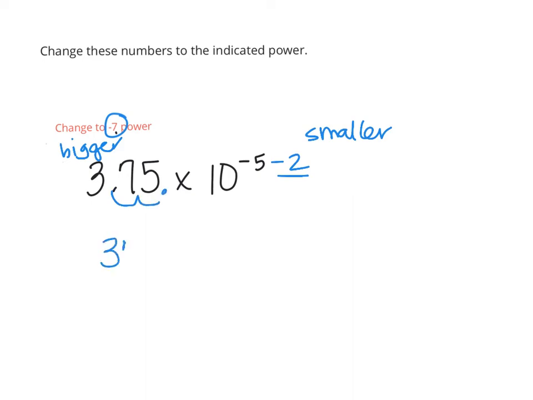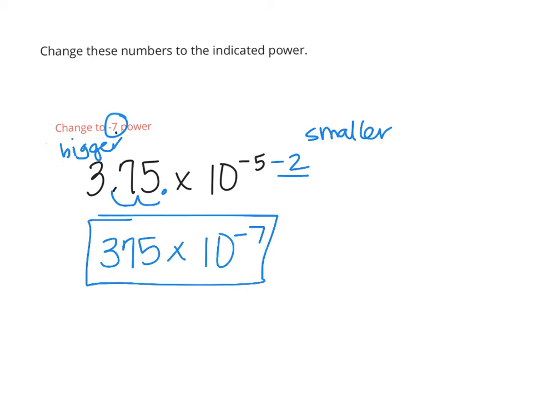I end up with 375 times 10 to the negative 7. Again, this is not in scientific notation. It's still the same number. These two numbers are still equal. Just 2 different ways to write it, and this is going to be helpful for us when we get into adding and subtracting numbers in scientific notation.